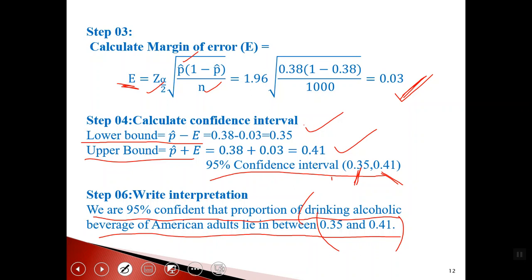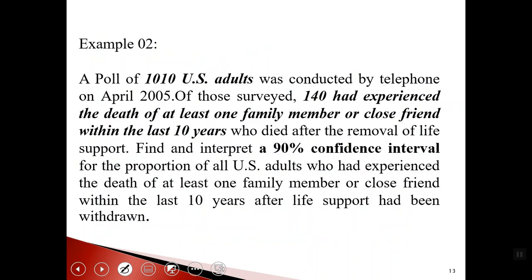Okay, example number 2. Let's see. A poll of 1010. I'll circle the important facts. Those surveyed, 140 had experience of what they have mentioned, and find and interpret a 90% confidence interval. So they have given a 90% confidence level. Using that you have to figure out what the alpha is.